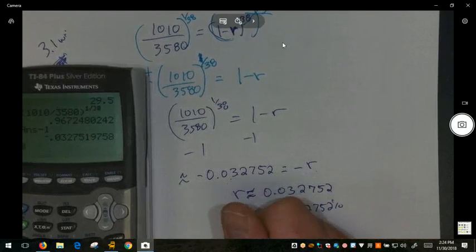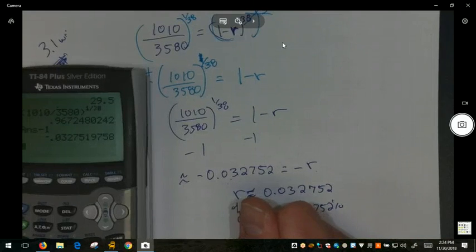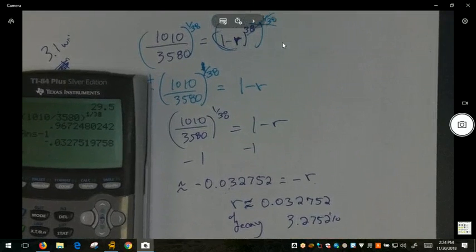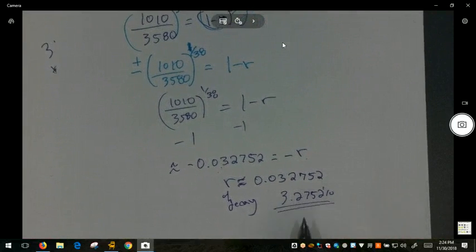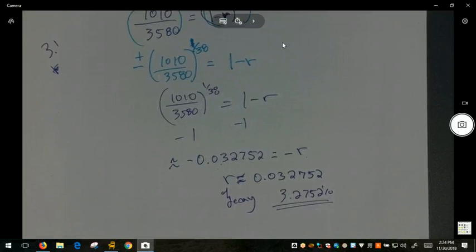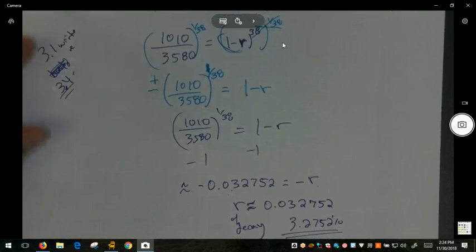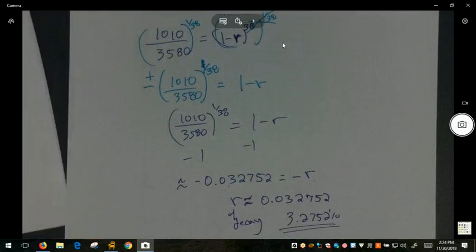But this is our rate of decay, because we know that the unicorn population is decaying. So what does this mean when we've calculated this rate? You're going, well, it's positive. Well, it seems a little weird for it to be positive, but we know that it's a rate of decay. Let's look at what happens when we plug it back into our formula.